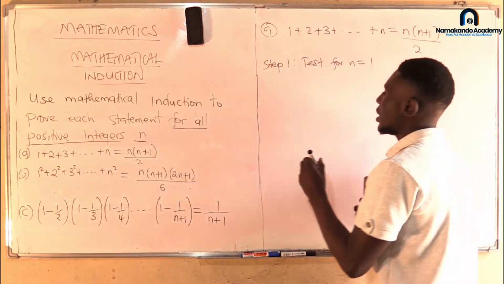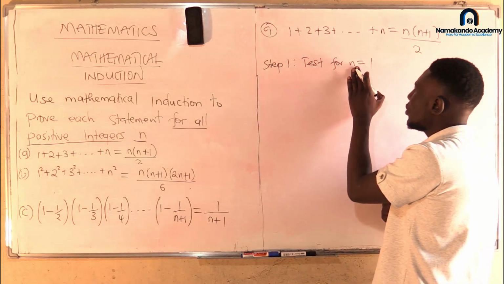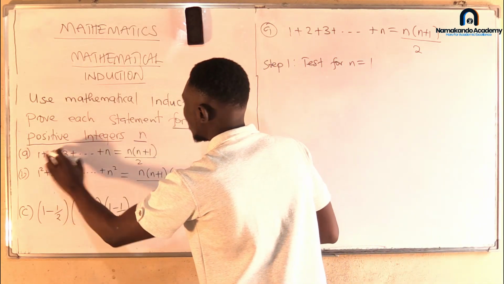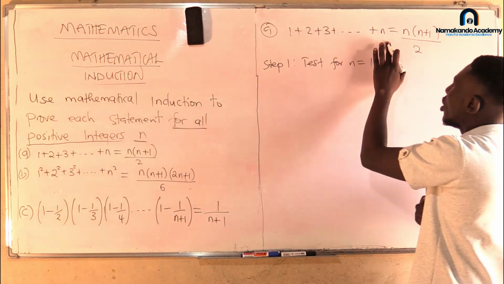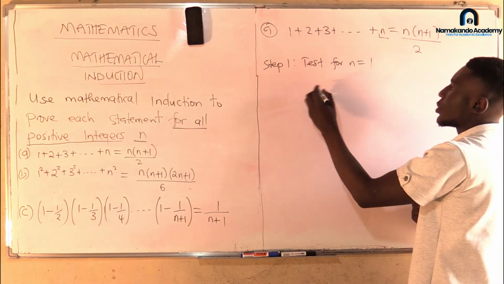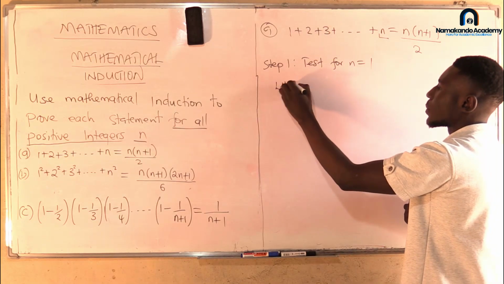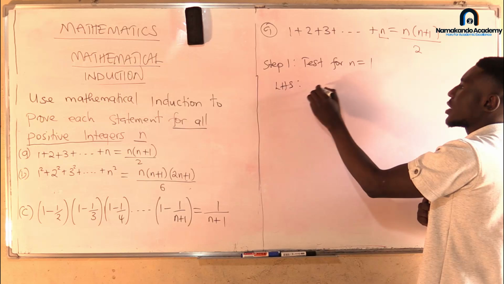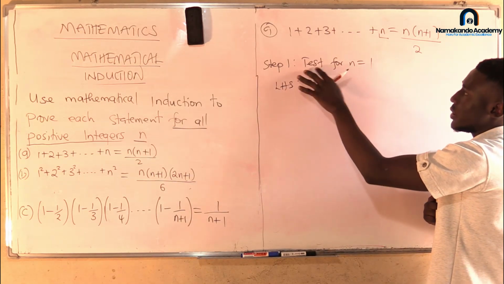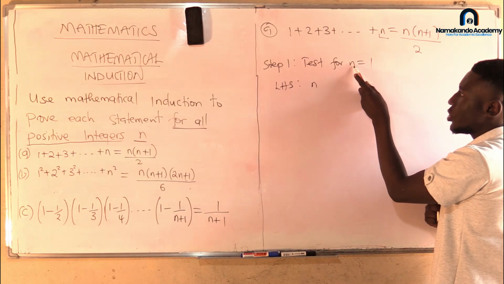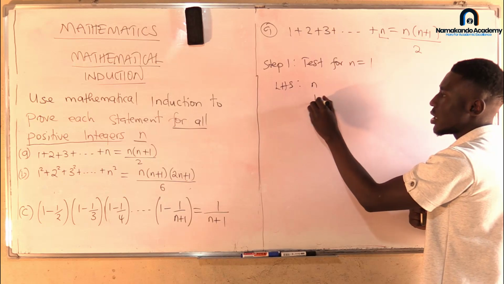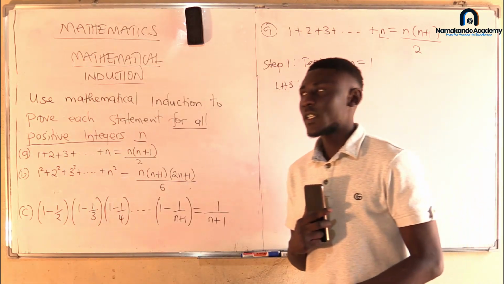Okay, so let's look at this one. Since it is n we are testing for, on the left-hand side of our statement, we're only going to consider the part which has n. Based on the testing we're doing, we're substituting n with 1. So if we replace n with 1, we just get a 1. This is what we have on the left-hand side.